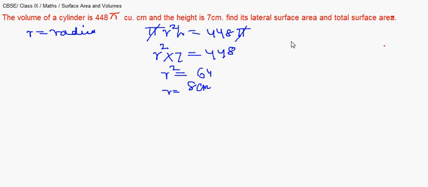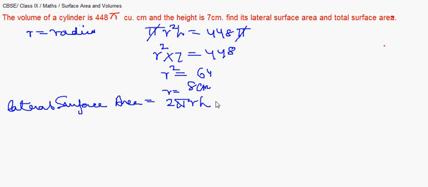We have to find the total surface area and the lateral surface area. The lateral surface area of a cylinder is given by 2 pi r h. So if we substitute, it becomes 2 into 22 by 7 into r, which we calculated as 8, and h will be 7. So it's now 16 into 22, that's giving 352 square centimeter.